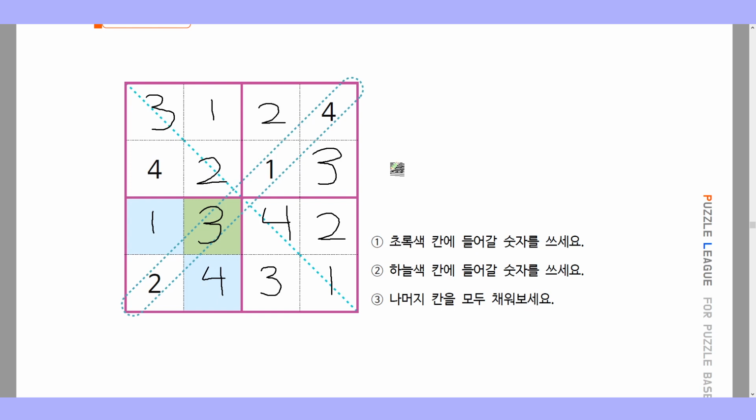There we go. Now if you take a look at every block, every row, every column, and every diagonal, you'll notice that each number from 1 to 4 appears. And that's it.